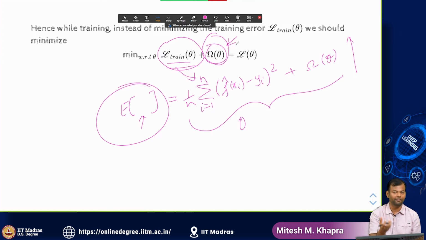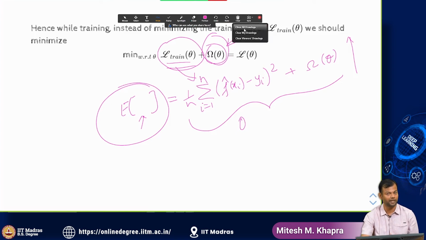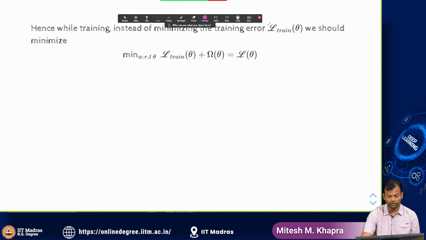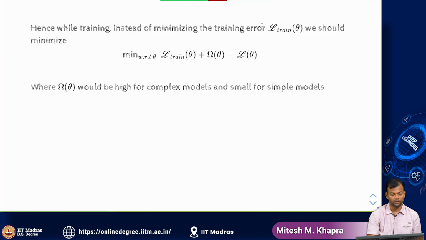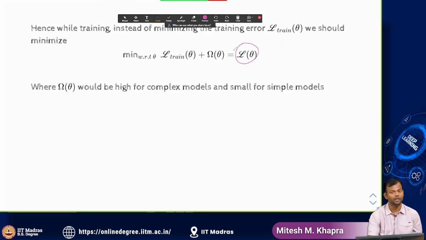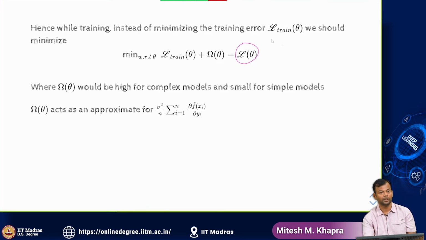How you define model complexity is something that we will see as we go along, but the main idea here is that you should not just try to minimize this error, but you should also try to minimize the model complexity. This omega theta would be high for complex models and small for simple models. So if you have complex models, this quantity would be high, and hence the loss that you are trying to minimize is still going to be high. So it will not allow you to make the models very complex, right? And this acts as an approximation for the quantity that we just saw.